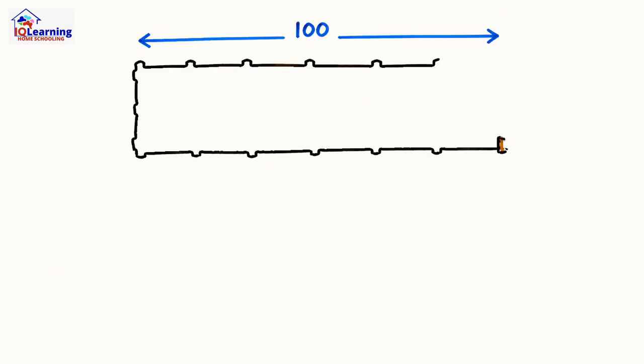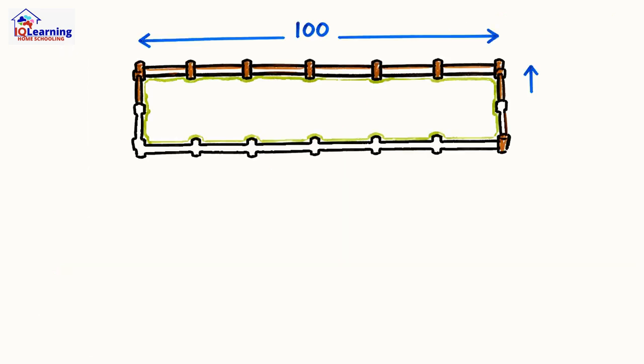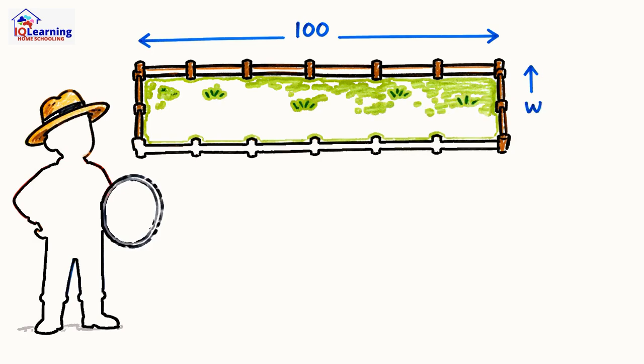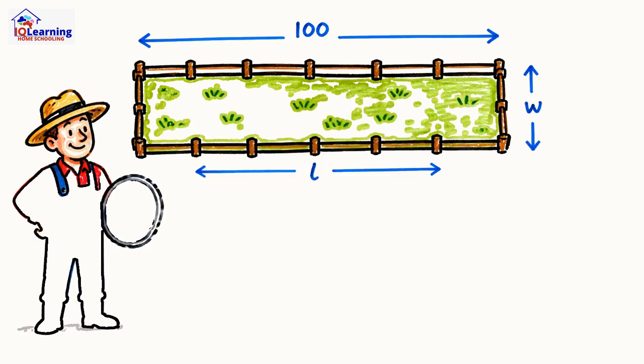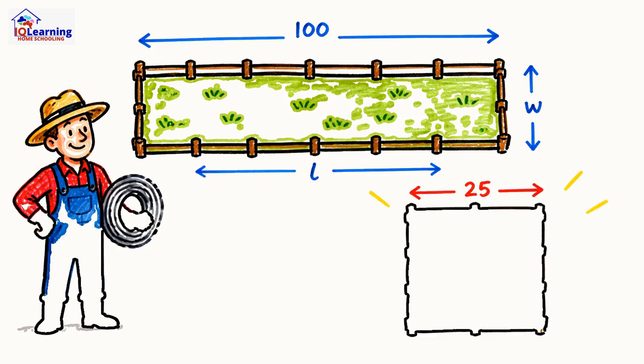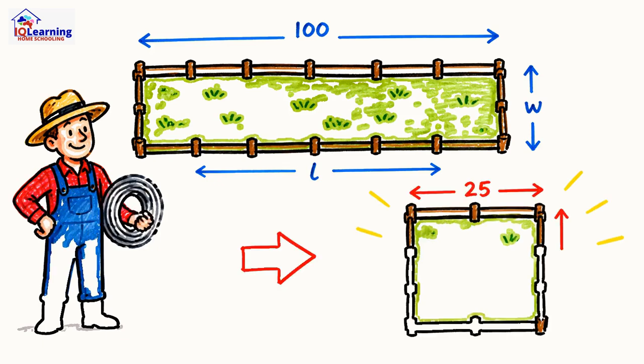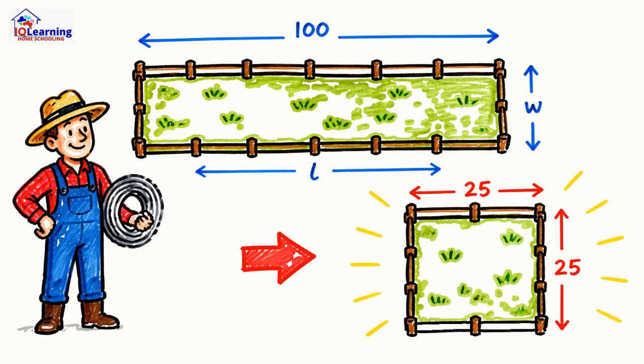Take a farmer with 100 meters of fencing. By writing the area as a function of one side, we find its derivative and set it to 0. This critical point reveals the maximum efficiency. The answer isn't a long rectangle, but a perfect 25 by 25 meter square.